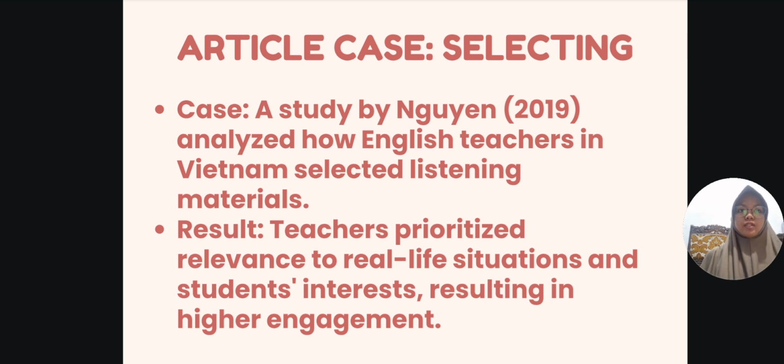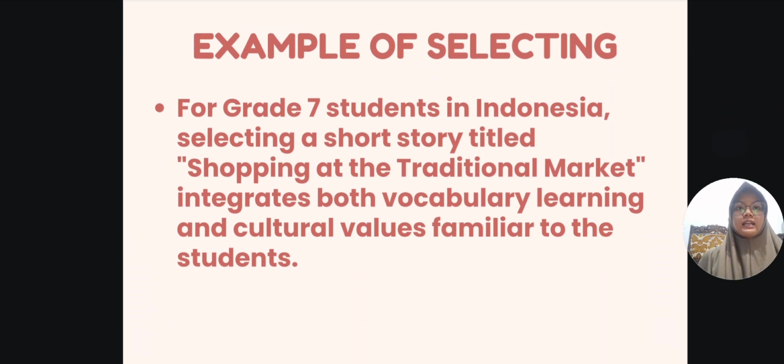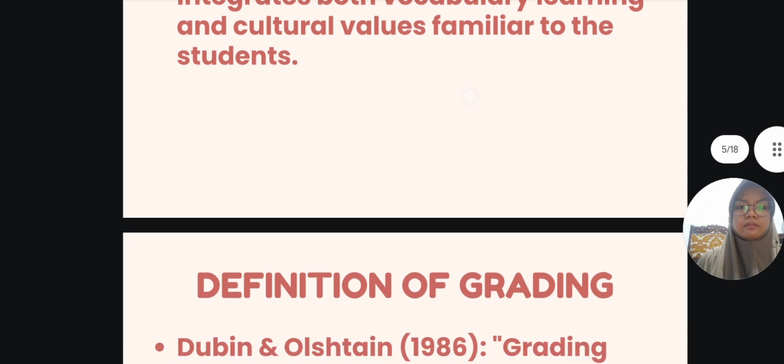A study by Nguyen in 2019 explored how English teachers in Vietnam selected listening materials. The results show that teachers prioritize real-life situations and students' interests. This strategy increased student engagement significantly. For example, in an Indonesian grade 7 class, we might choose a short story called Shopping at the Traditional Market. These materials help students learn vocabulary and also reflect their local culture.